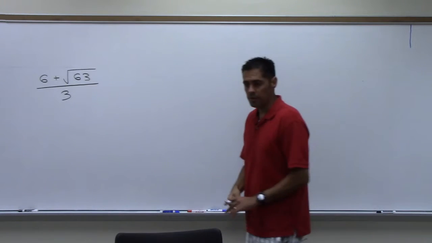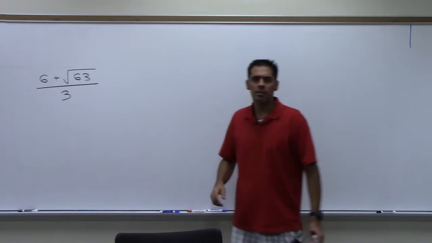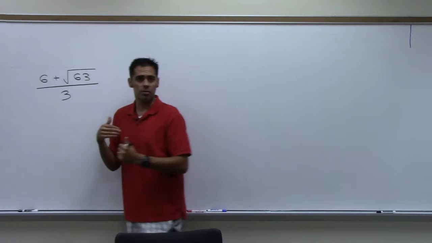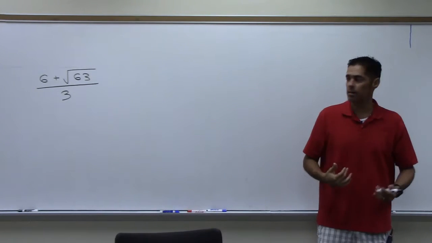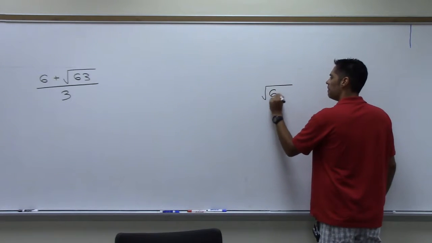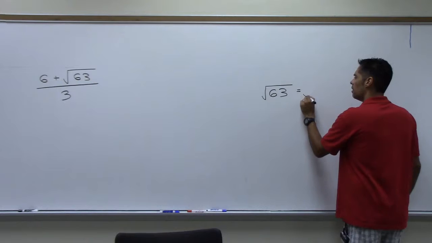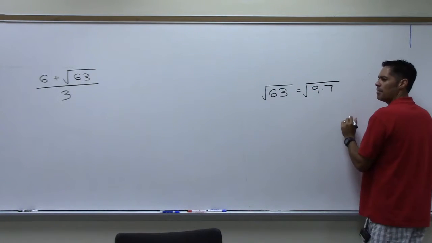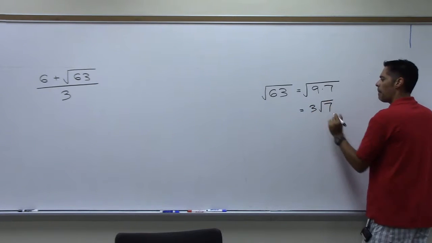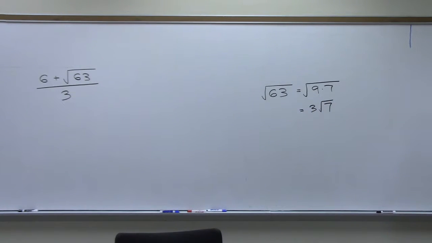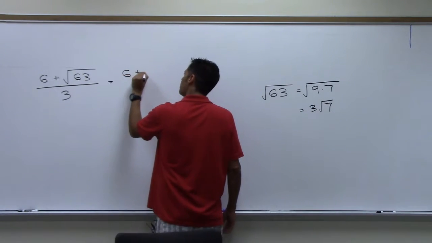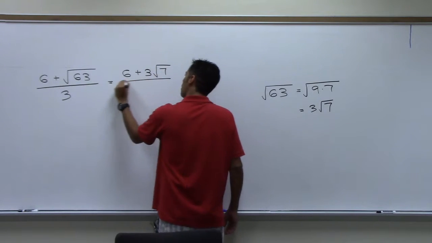Right, order of operations is important here. Remember that this big division bar tells you do everything on top first, right? You have to figure that out before you can divide by 3. So look at that root 63. Let's work on that over here. Can you think of how you could break down root 63? 9 and 7? I like that because 9 is a perfect square. So I can go what, 3 root 7? 3 root 7. So I'm going to rewrite this as 6 plus 3 root 7 over 3.